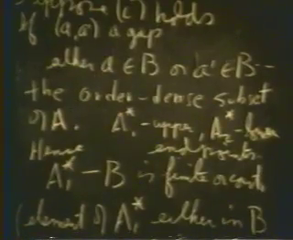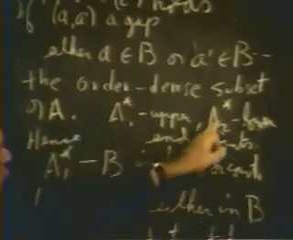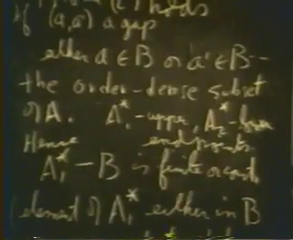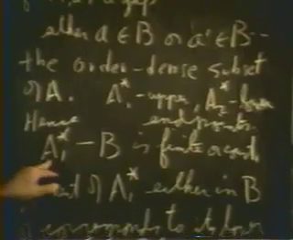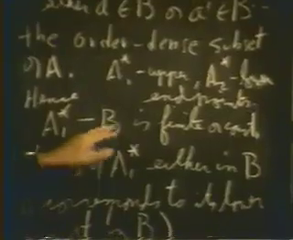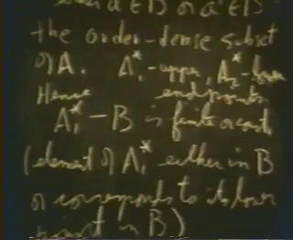Let A1 starred be the upper endpoints of gaps, and A2 starred the lower endpoints. What we want to show is, first, that A1 starred, that is the set of upper endpoints, minus the set B, is finite or countable. Now, why is that so? Well, the argument is easy.